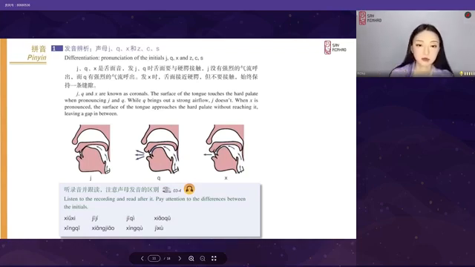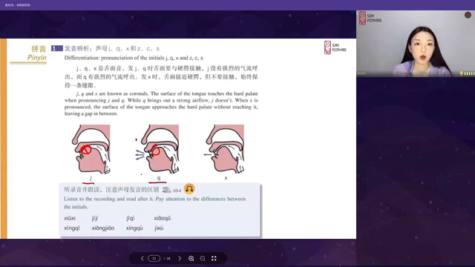Next part is the differentiation pronunciation of the initials. Ji, qi, xi, and zi, ci, si. Okay, first it is about ji, qi, xi. We can see there are three pictures here. It helps us to understand how to pronounce them. So first one, ji and qi, let's see them together. For these two, we need to rise up the former part of our tongue to touch the upper gum, or to say the hard palate. We need to touch it and quickly remove our tongue to make a gap.